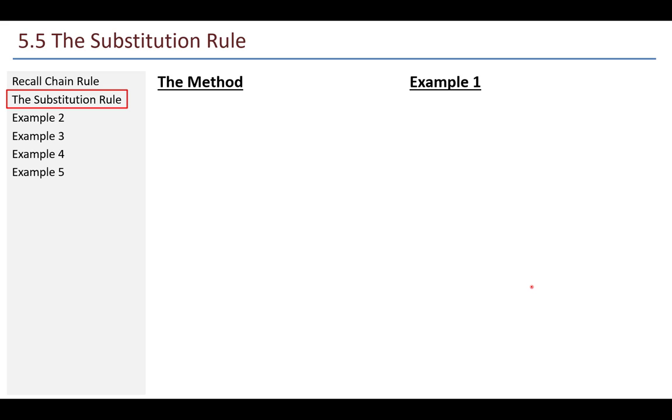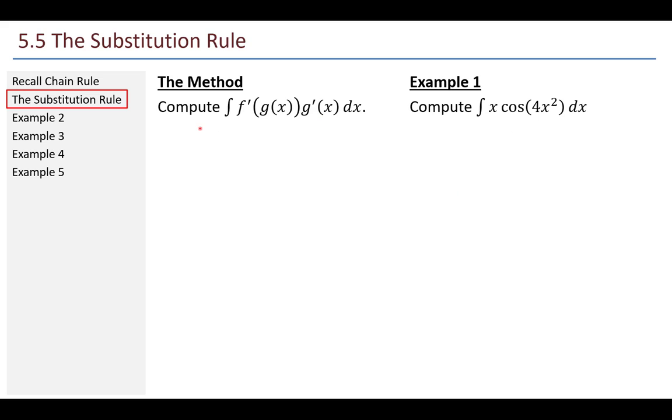All right, so I'll show the general method on the left, and I'll do a specific example on the right. Let's suppose I have an expression of the form the antiderivative of f prime g of x times g prime of x dx. It's the result of the chain rule. And on the right, I have a very specific example. Take this antiderivative.